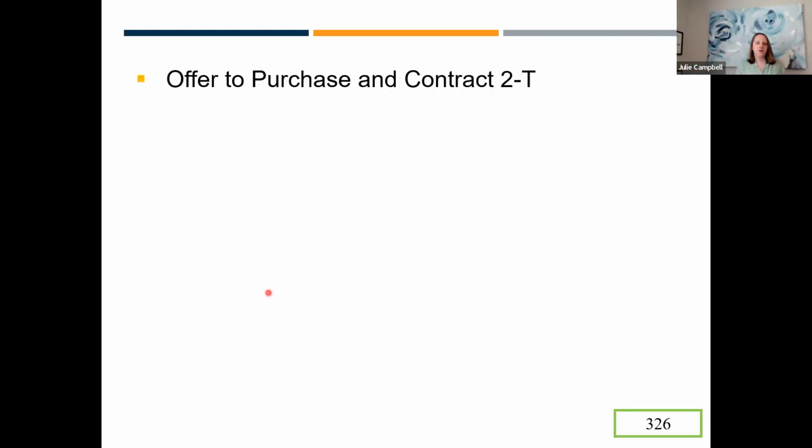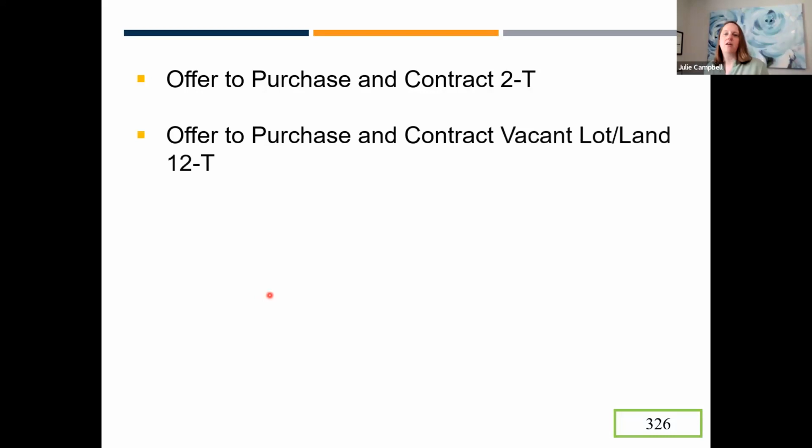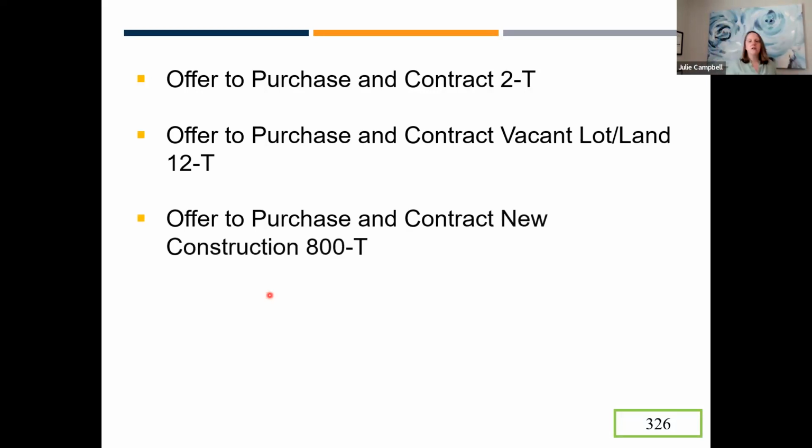The offer to purchase and contract, 2T, is the most common for a residential resale transaction. This is the one we're going to spend our time on. We do have other offer to purchase and contracts, though. If you are helping buyers and sellers purchase vacant lot or land, we have 12T, the offer to purchase and contract, vacant lot and land. If you're helping with new construction, we have 800T, offer to purchase and contract, new construction.